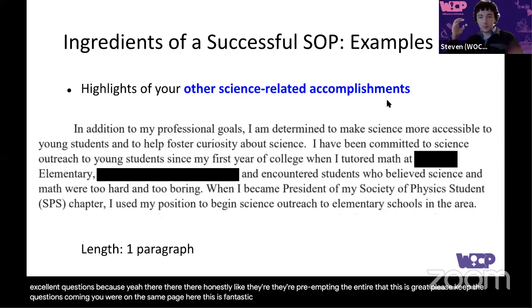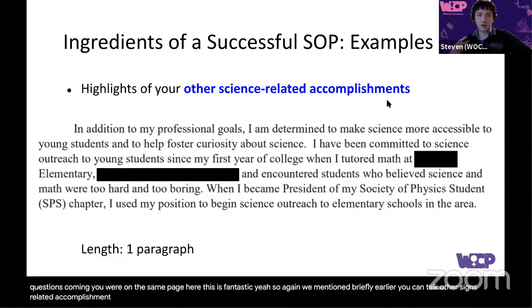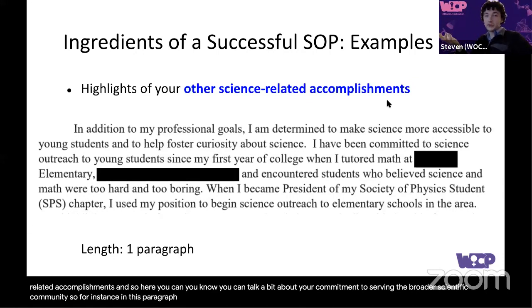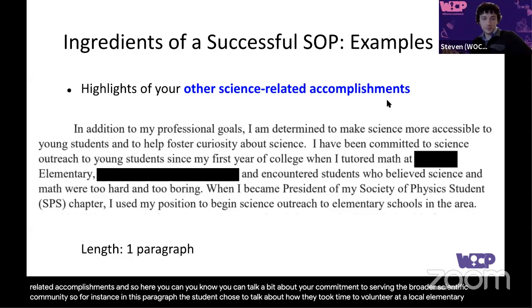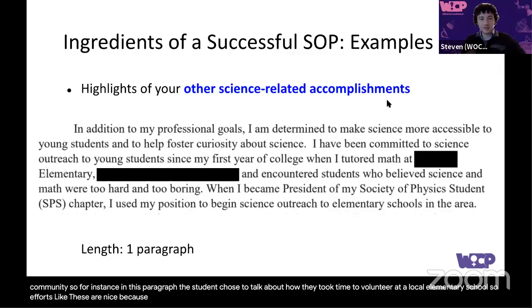Again, we mentioned briefly earlier, you can talk about other highlights of your science related accomplishments. And here you can talk a bit about your commitment to serving the broader scientific community. For instance, in this paragraph, the student chose to talk about how they took time to volunteer at a local elementary school. Efforts like these are nice because they evidence your passion for science, as well as your ability to balance multifaceted commitments.